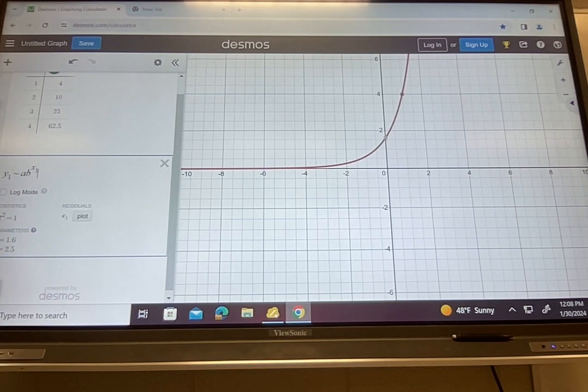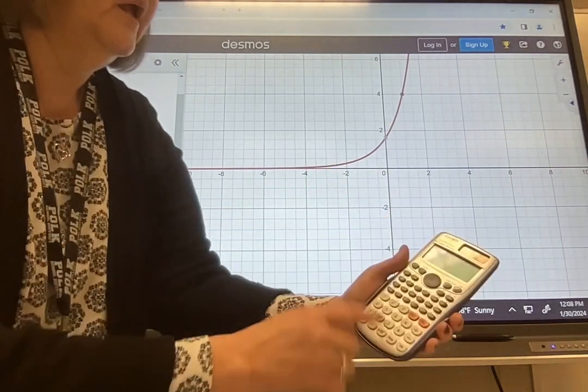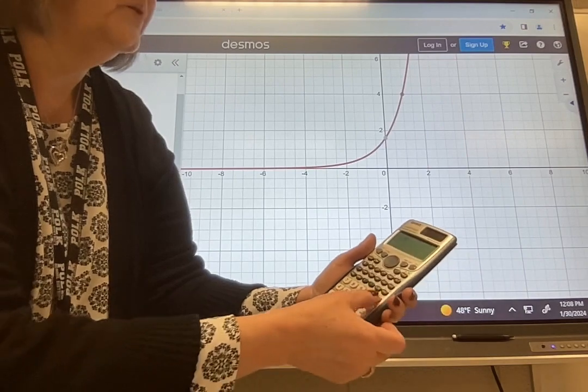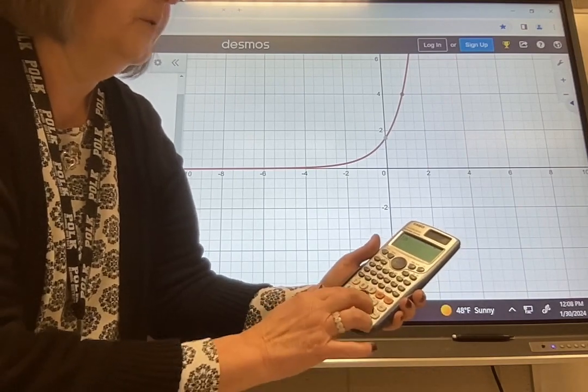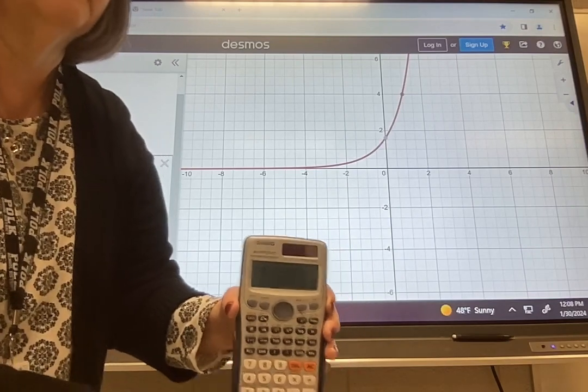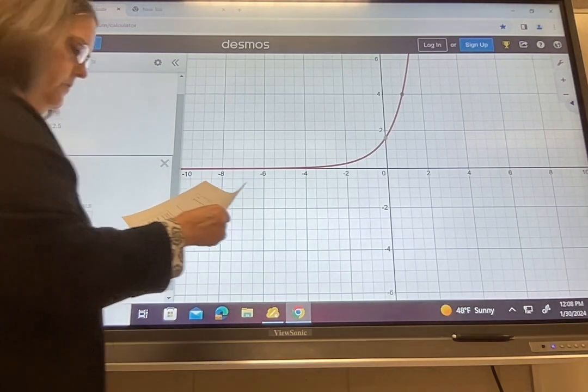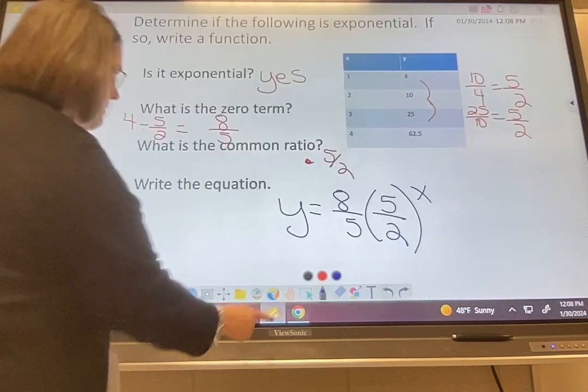If you want to know it in fraction form, remember, your calculator will change a decimal for you. If I wanted to do that, remember, I would hit 1.6, hit equals, and my calculator gives me 8/5. So there you see what to do. And we are done.